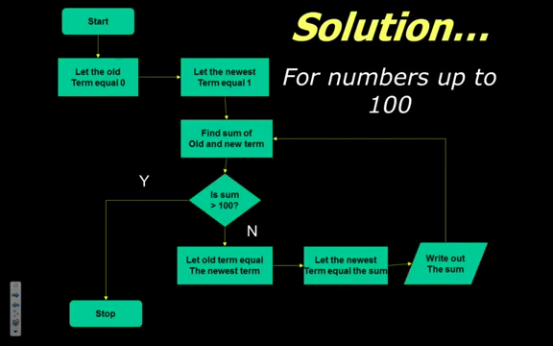To get the first 100 Fibonacci numbers, let the old term equal 0, let the new term equal 1, find the sum of old and new. Is the sum greater than 100? No. Let the old term equal the new, let the new term equal the sum, output the sum, go back and do it again. When the sum is finally not greater than 100, or pardon me, when it is greater than 100, stop. Okay? This is a more technical example.